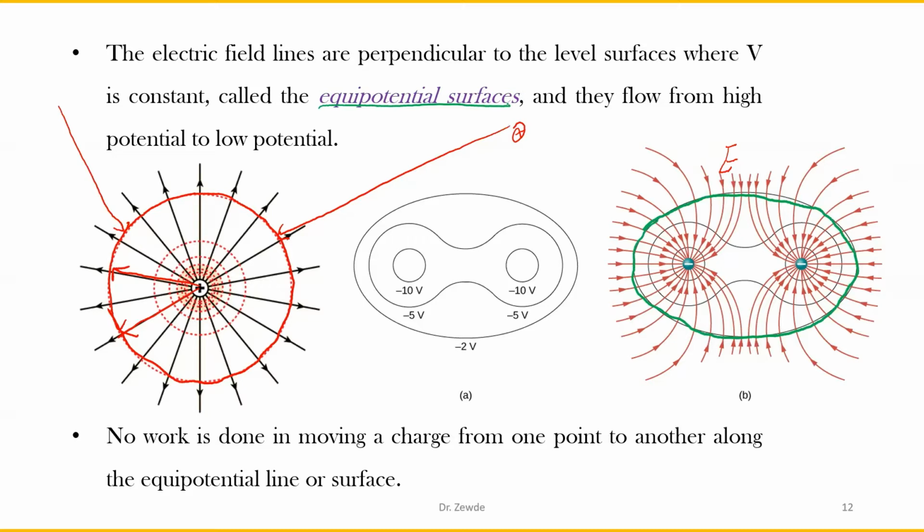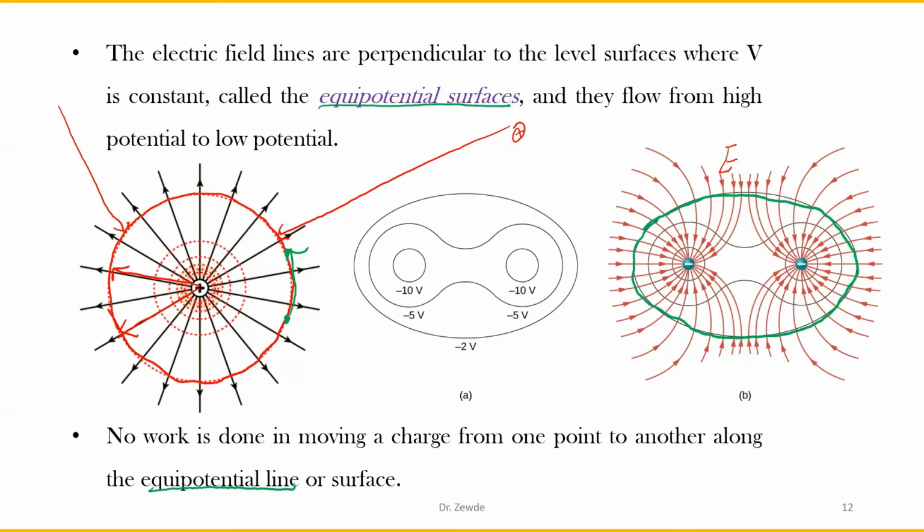Since they all have the same potential, it means that no work is done in moving a charge on that surface or along that line. So there's no need for external energy or external work to move a charge from one point to the other along this surface or along this line, because they have the same voltage. If you take VA minus VB, it's going to be 0. So no extra energy is required to move a charge along that surface. Those surfaces are known as equipotential surfaces, and if it is a line, then we say equipotential line, as noted here.